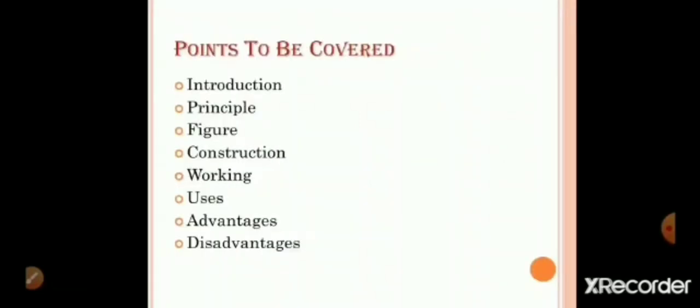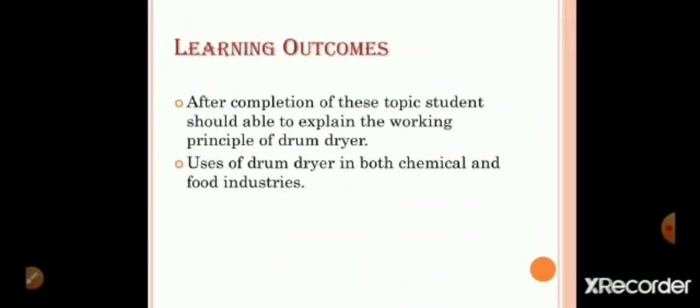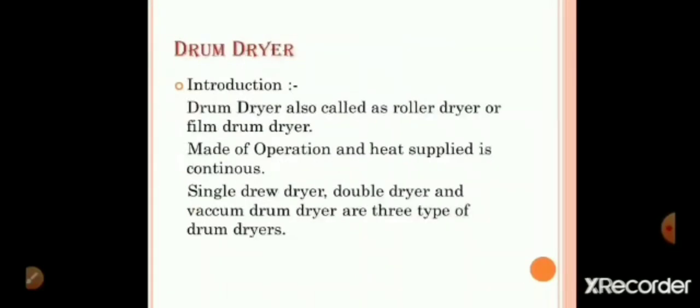Points to be covered: introduction, principle, figure, construction, working, uses, advantages and disadvantages. Learning outcomes. After completion of this topic, students should be able to explain the working principle of drum dryer, and the use of drum dryer in both chemical and food industries.